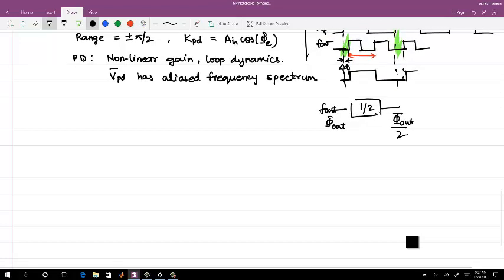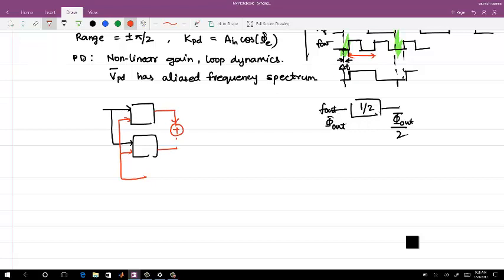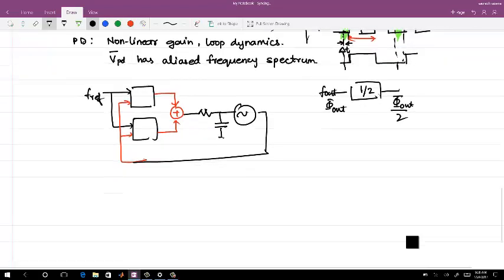So what you are saying is, let's say I use two phase error detectors. The reference to the two is the same, and the outputs of the two are the same. Now I add them up somehow in this manner, and then I have a filter, which makes this a type 1 PLL, and this is a VCO, and this is how we close the loop. Do you mean to say this?